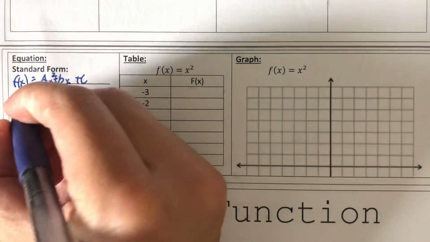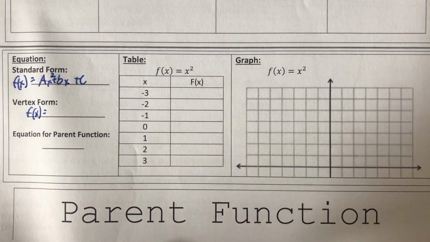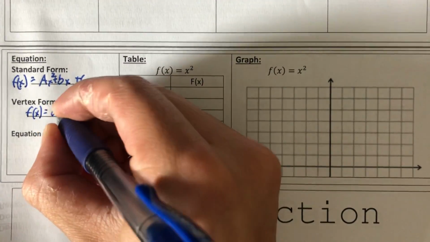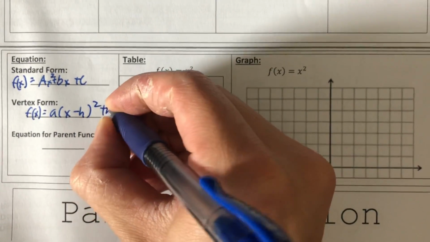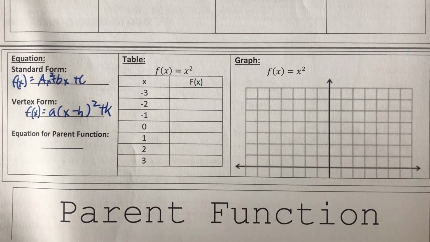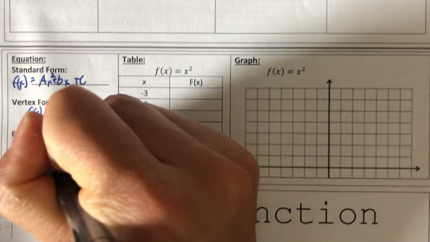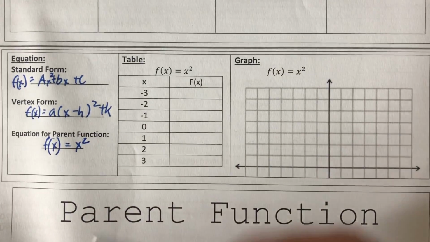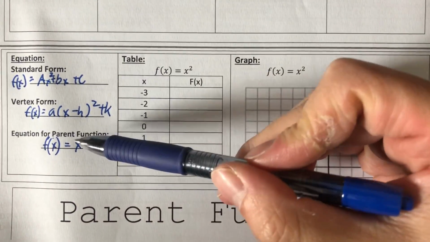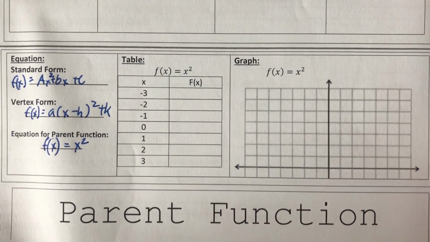Vertex form is, let's put f of x there. F of x is equal to, for vertex form, you guys have done this in your Google search hunts, a parentheses x minus h squared plus k. And for the equation for a parent function, we're going to have what we saw earlier, which was f of x is equal to x squared. So that's all the types of equations we have. Today we'll be working out of the parent function to just see what the quadratics look like.